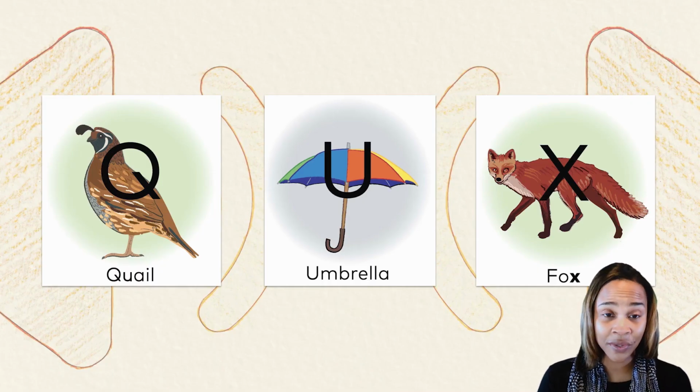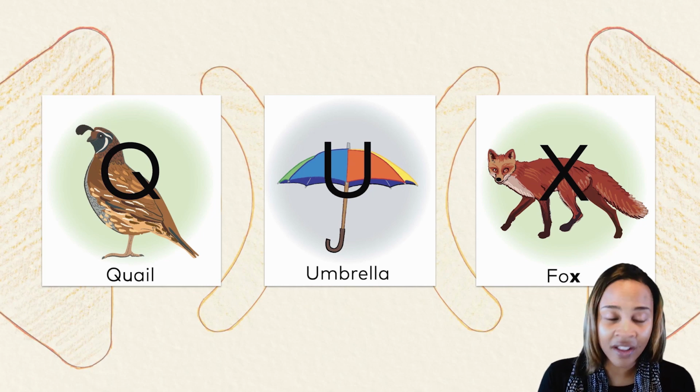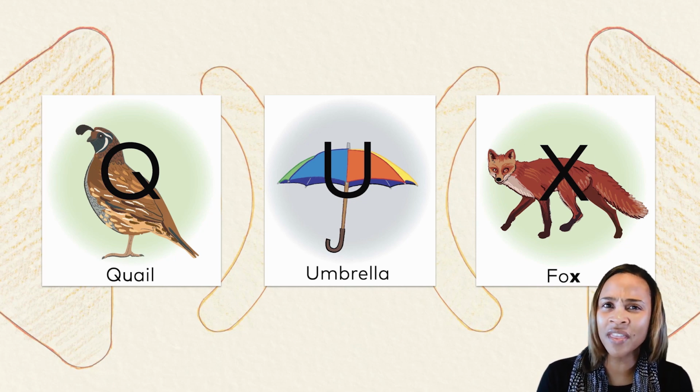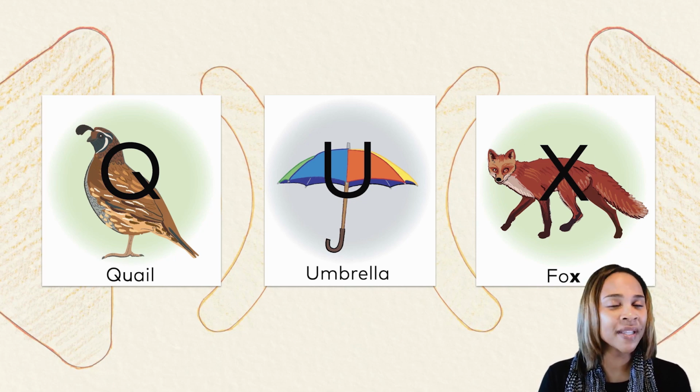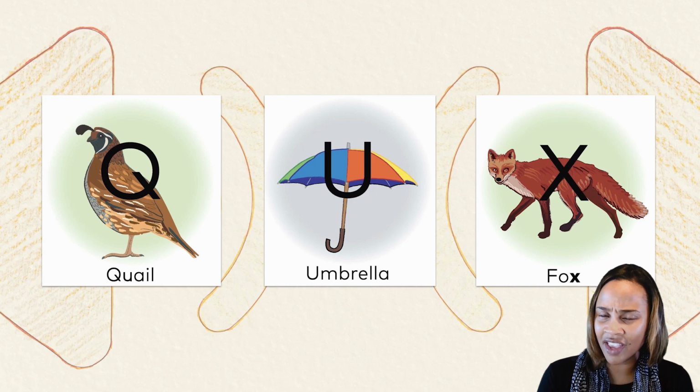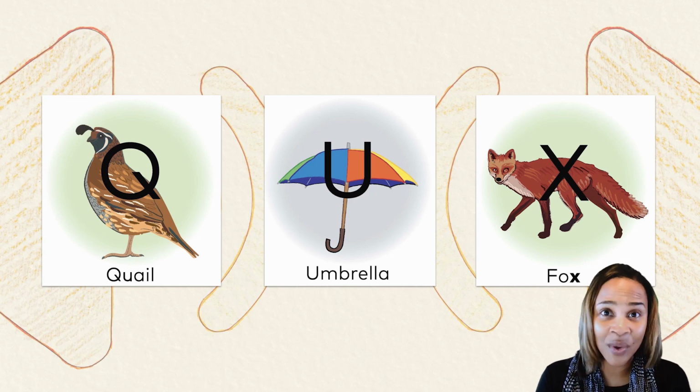We're going to use the word quail to help us remember the qu sound for the letter Q. We're going to use the word umbrella to help us remember the sound for the letter U. And we're going to remember the word fox to help us remember the x sound for the letter X. Do you remember that these are our key words and that key words help us unlock the sounds?